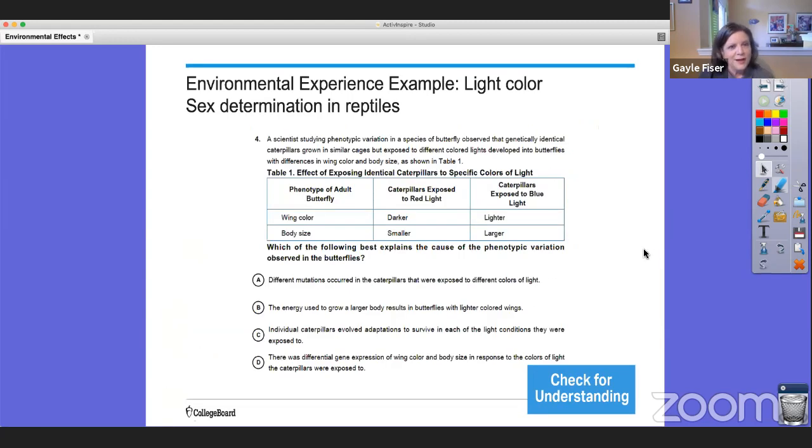All right, and here's another one. I have several of these, but it's fun to talk about these things that we wouldn't usually talk about. Environmental experience, example, light color, sex determination in reptiles.